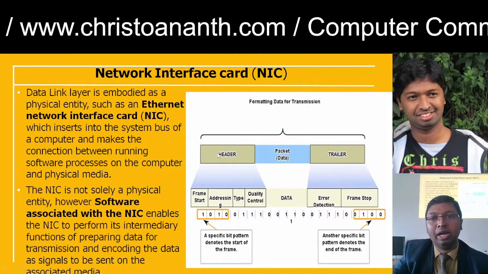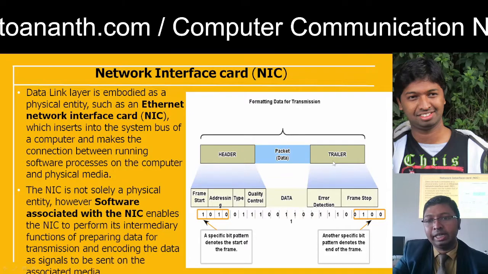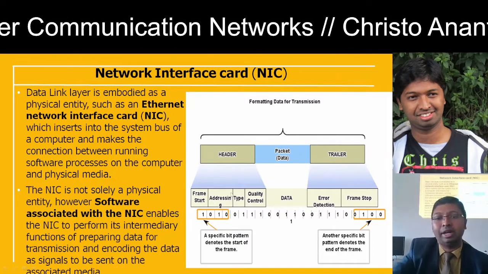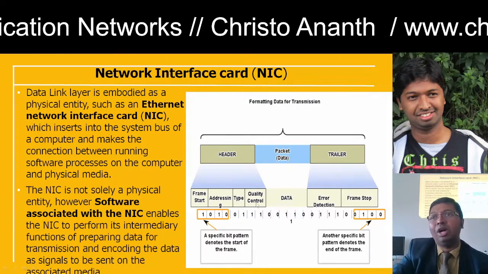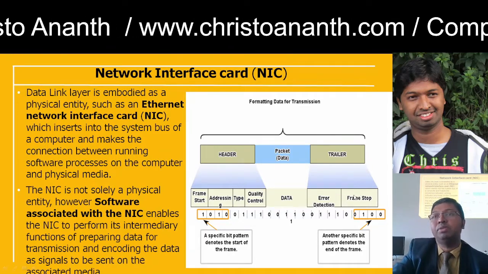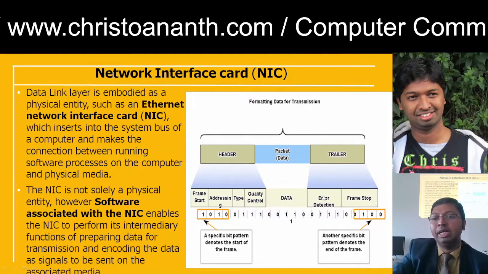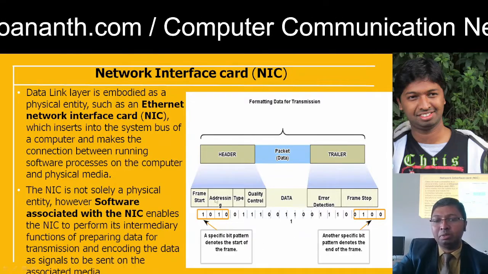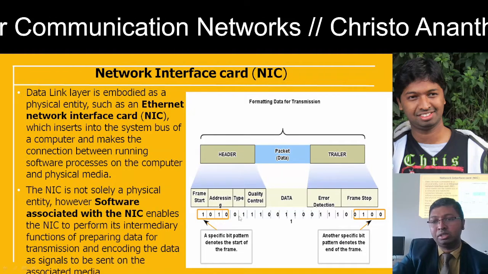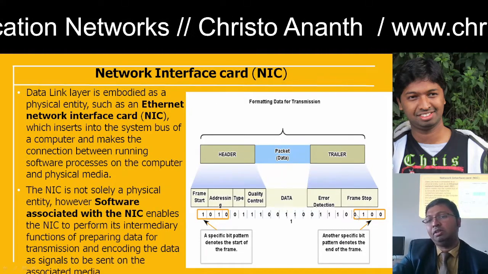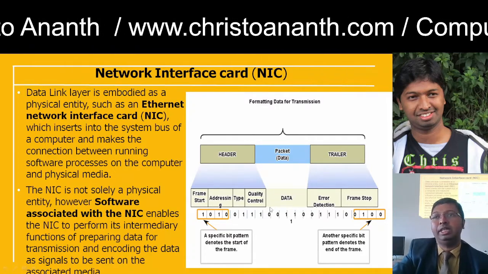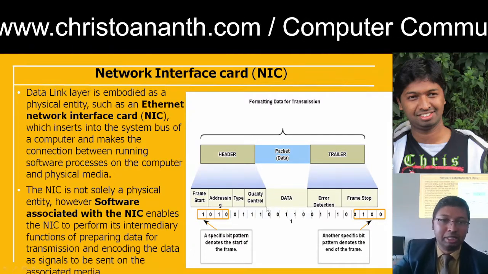So you have the header, packet, data, trailer. Within that, as I told you earlier, we have addressing schemes, type, and quality control. You have the frame start, the frame stop, and within that you have the error detection as well. A specific bit pattern, generally the start of the frame is 1 0 1 0, and similarly another pattern, 0 1 0 0, is the end of the frame. Within that you will be having the data and the error detection schemes as well.